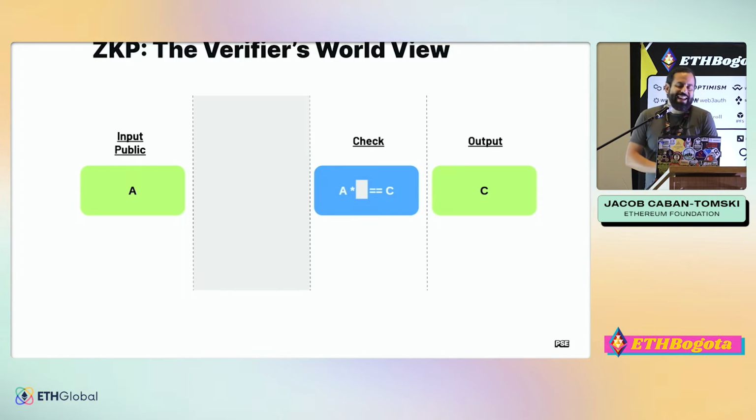For the verifier, it does not know any of the private inputs that are going into that. And so it's just going to know the public inputs, in this case A. It's going to know the output, and it's going to know the check that's being run. So in this case, it knows nothing about B.